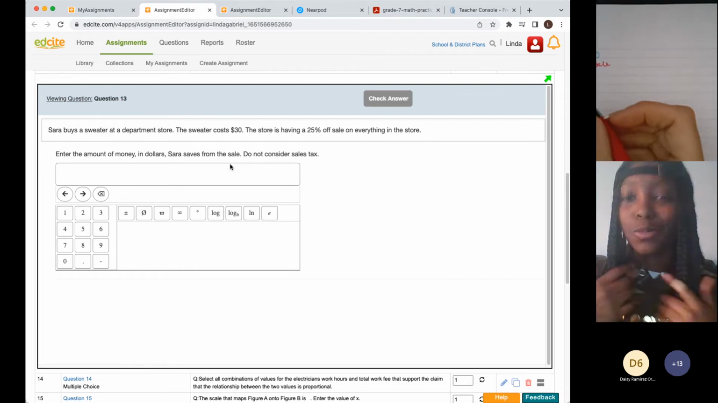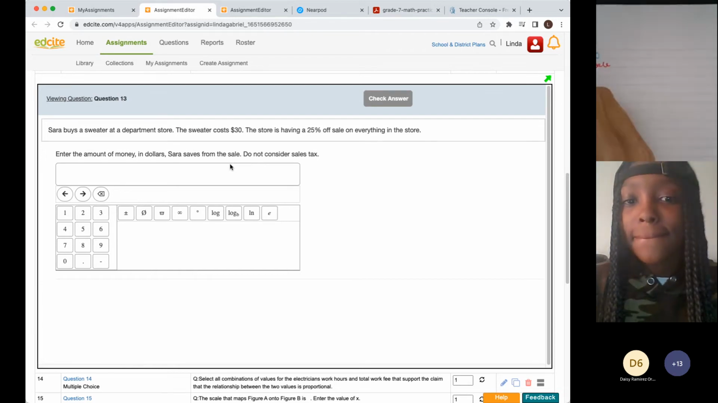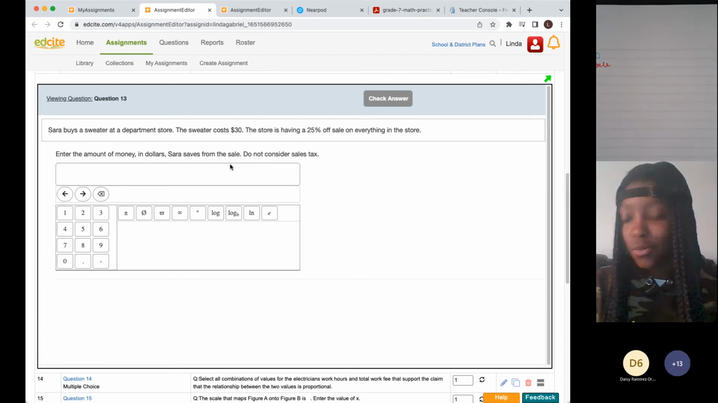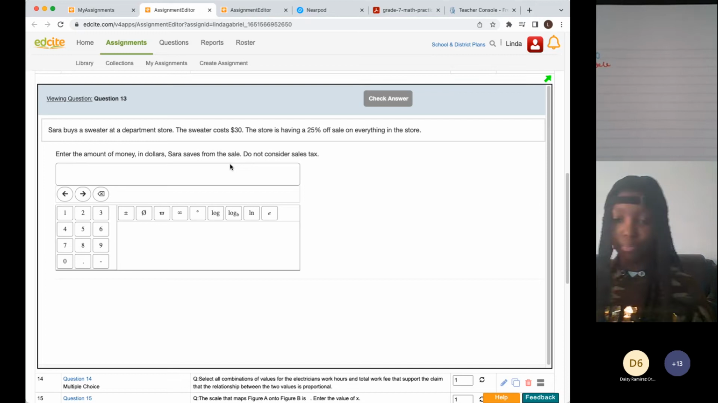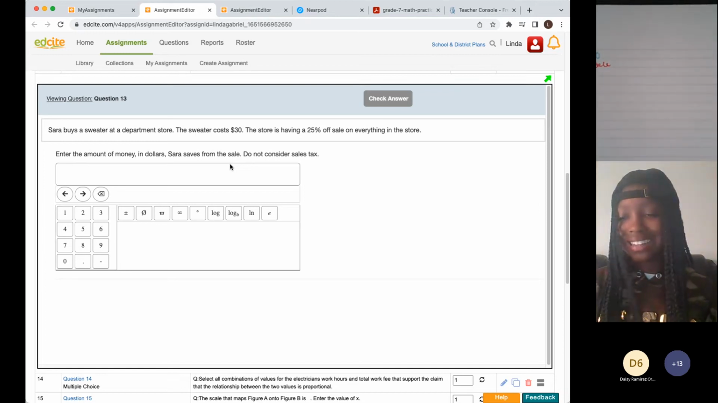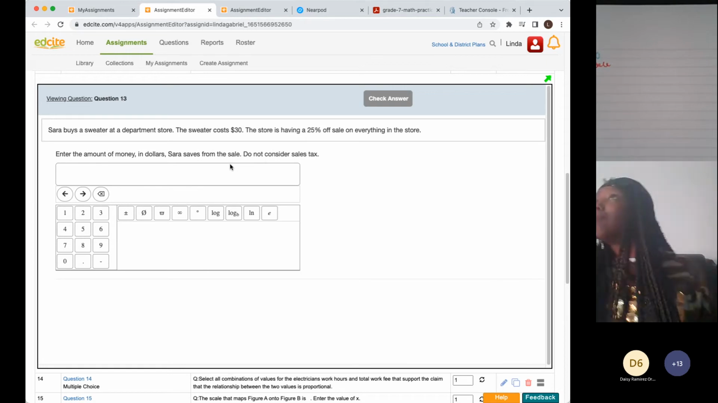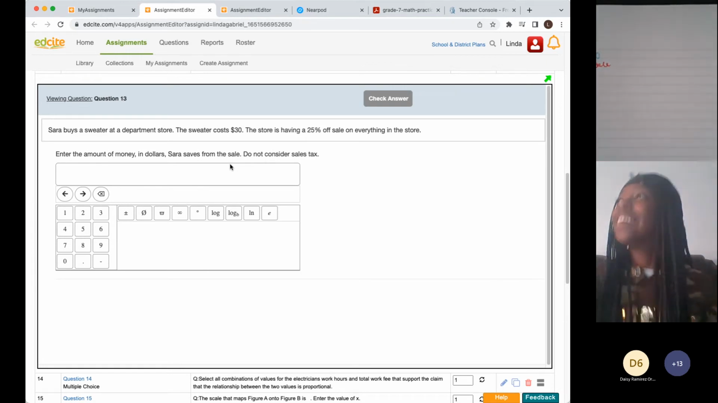All right, so we need to figure out how much she saves, not how much she spends, right? Because if we are trying to figure out how much she spends, we're going to subtract the amount that she's going to save from $30. So this equation is going to be a little bit simpler, because we just want to know how much she's going to save. So this is just a multiplication problem, okay?